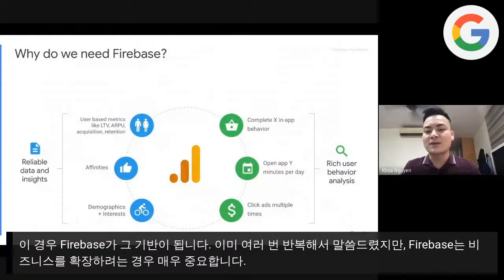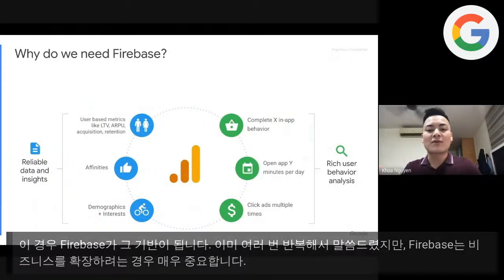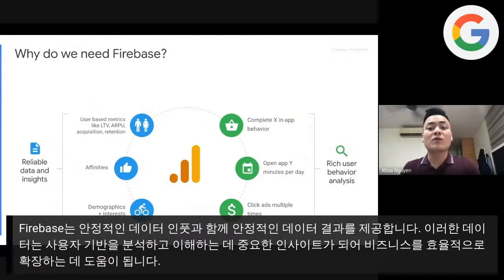I know it's been repeated numerous times already, but Firebase is very critical if you want to scale up your business. Firebase helps to provide reliable data inputs, and with reliable data inputs come reliable data outputs. These data all together will become critical knowledge for you to analyze and to understand your user base, helping to scale up the business the most efficient way.